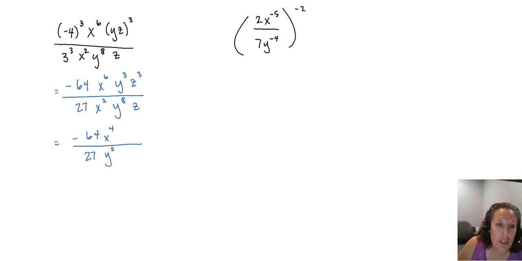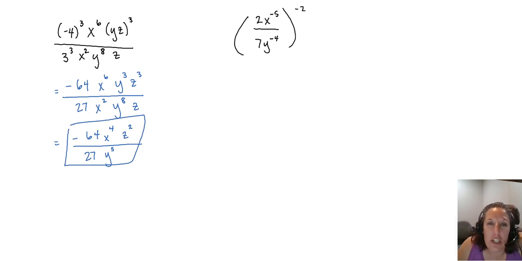And then z cubed divided by z, one of those z's is going to divide out, leaving us with a z squared in the numerator. That is a positive power, so it's going to stay in the numerator. And that's as simple as we can get it. So that will be our simplified answer on that example.